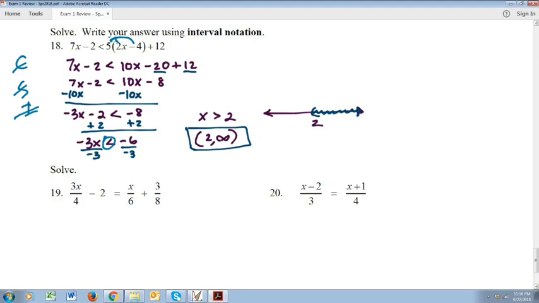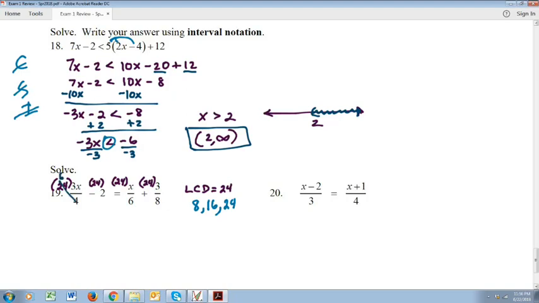Alright, on the next problem, let's see. First of all, we're going to have to find the LCD, which in this case is 24. Remember, we start with the biggest number in the denominator, which is the 8. 8's not divisible by 6, so let's try the next multiple of 8. 16 is not divisible by 6. Finally, we get to 24, which is divisible by the 4 and the 6. And so 24 is a multiple of 4, 6, and 8. That's going to be our LCD. So we'll multiply each of the terms by 24.